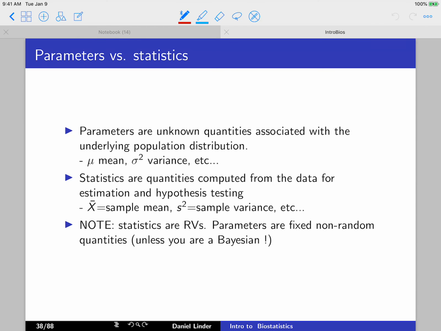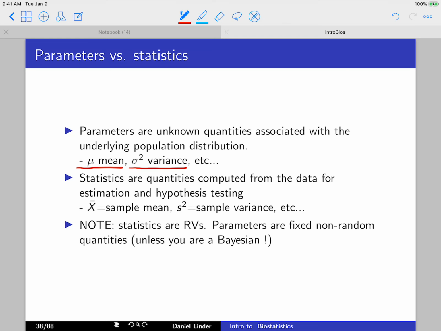So let's talk about parameters versus statistics. We've introduced the term parameters already, and I just want to re-emphasize that parameters are unknown quantities associated with the underlying population or the distribution of the underlying population. We've already introduced one of these terms, mu, and if you recall, we typically let Greek symbols denote population parameters. So mu is a common one to denote the underlying population mean. Sigma squared is another common population parameter to denote variance.